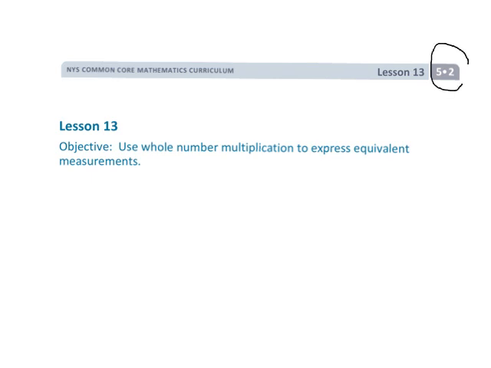Okay, so this is 5th grade, Module 2, Lesson 13, where we're going to be using multiplication involving the measurement systems. And basically, what we're doing is we're going to give kids the opportunity to practice using multiplication with a reason, rather than just doing multiplication for multiplication's sake.